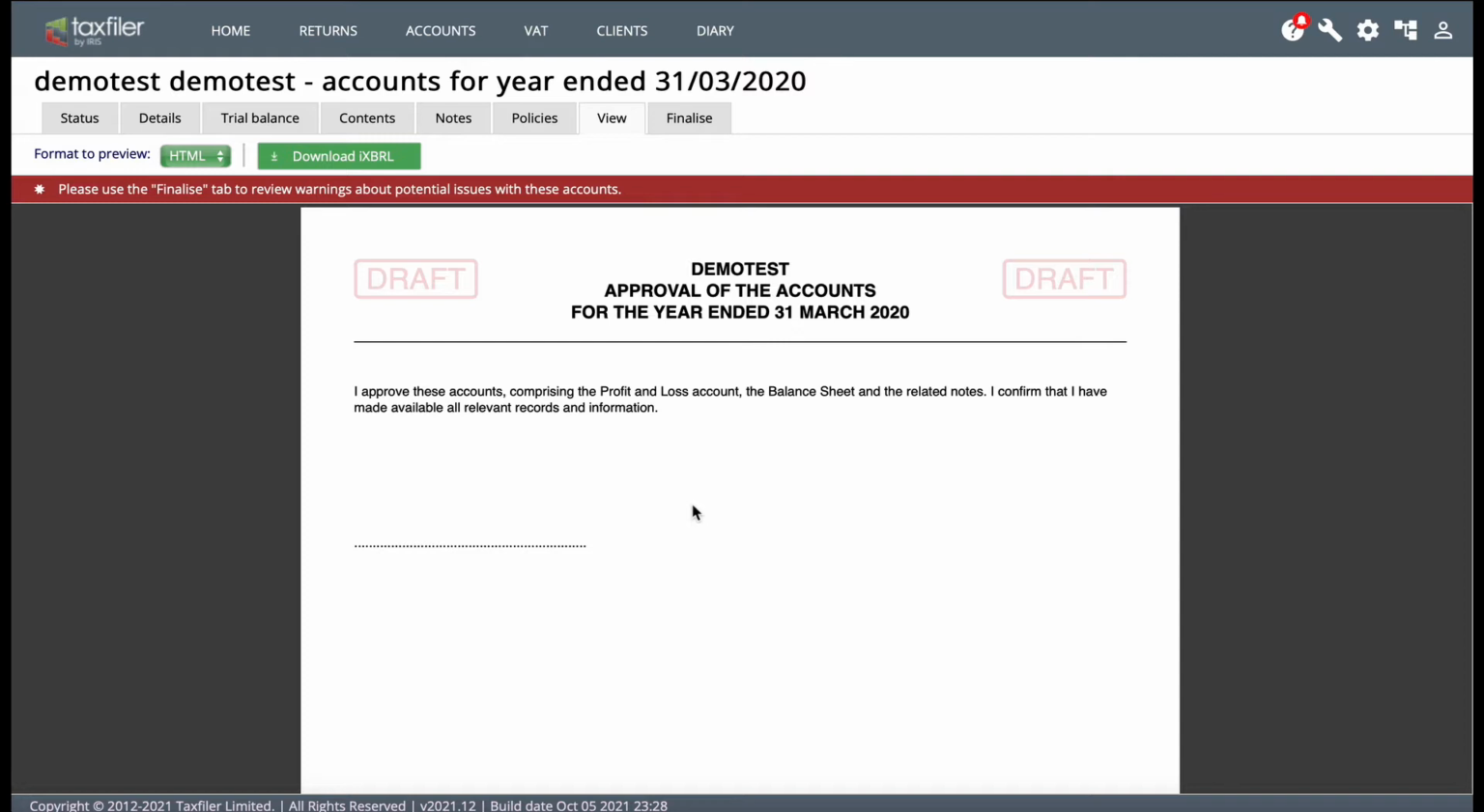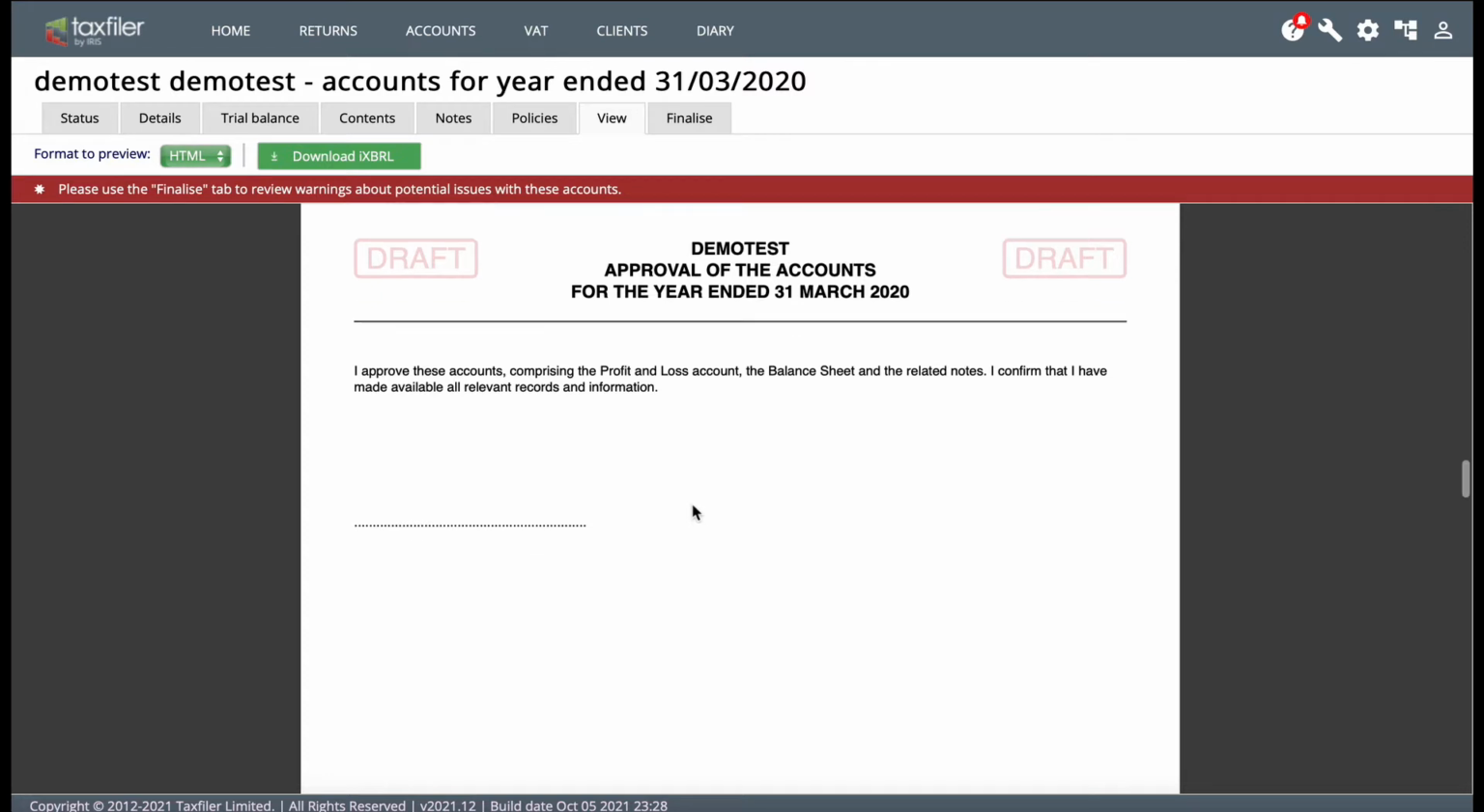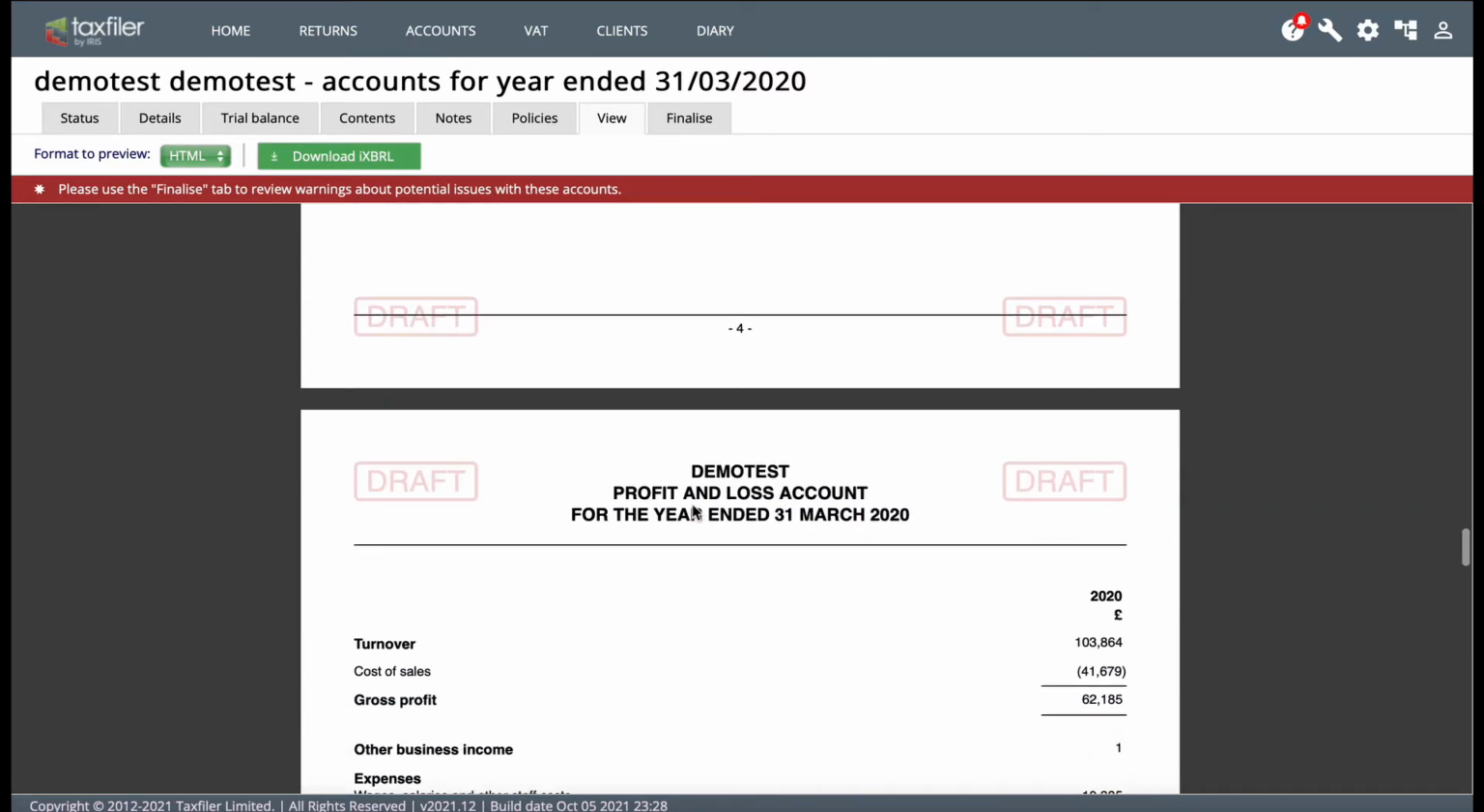So this is just the approval page. It just says, I approve these accounts comprising the profit and loss account, the balance sheet and the related notes. I confirm that I have made available all relevant records and information. Now, you as a sole trader will quite often be asked to sign something like this, so it is important that you read through the accounts and understand them.